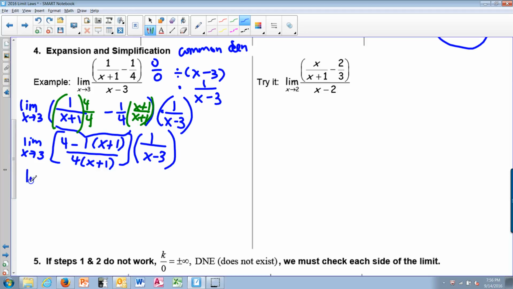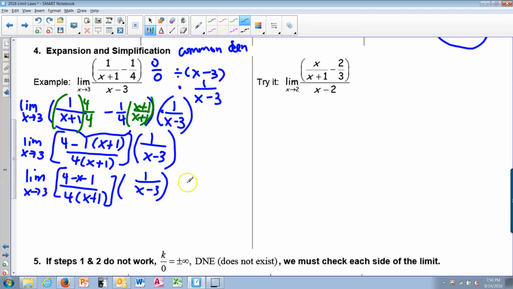Now in simplifying, 4 minus x minus 1 over 4 times the quantity x plus 1, all being multiplied by 1 over x minus 3. That really now simplifies out to be the limit as x approaches 3 of 3 minus x times the 1 with a common denominator of 4 times x plus 1 times x minus 3.